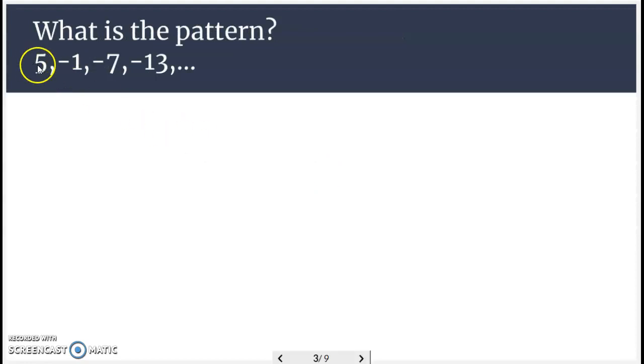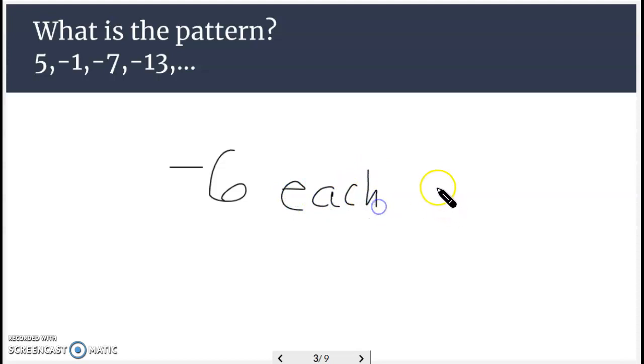All right, what's the pattern? We're going 5, then -1, -7, -3. So look, each time we are subtracting 6. To get the next term in the sequence, we take away 6. So sometimes you have to identify what's going on here.